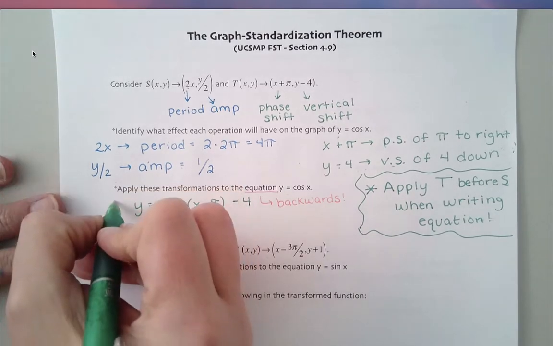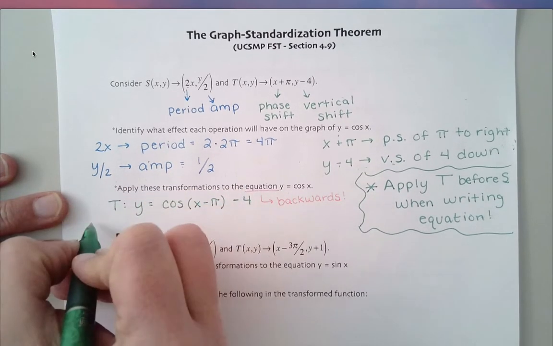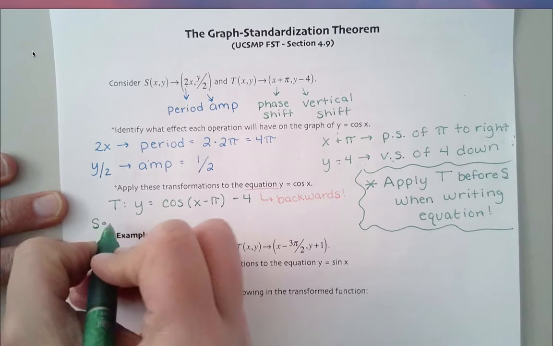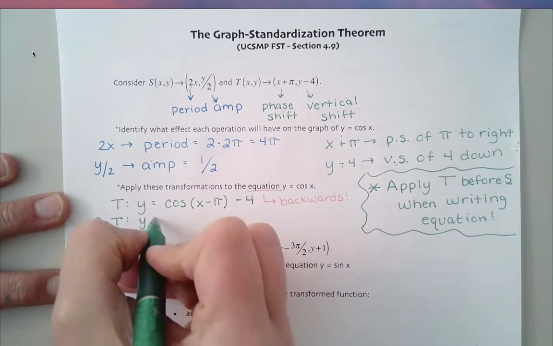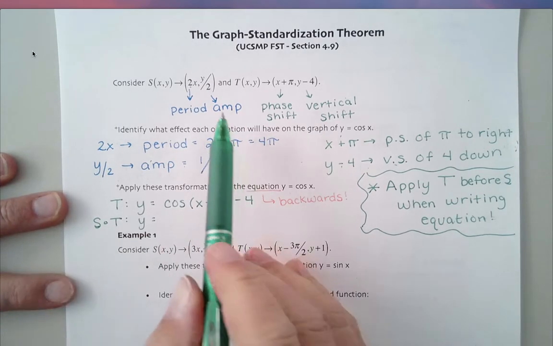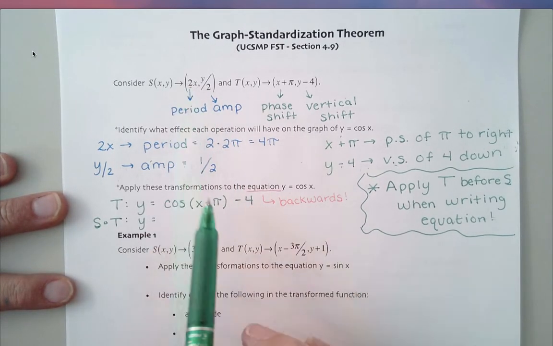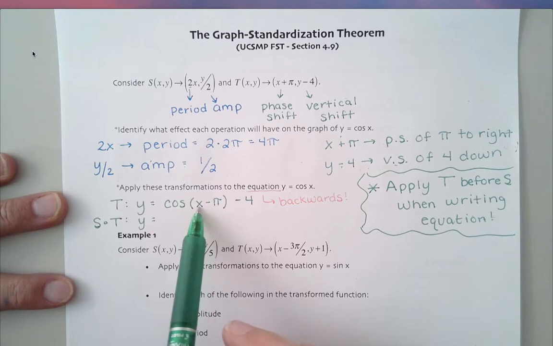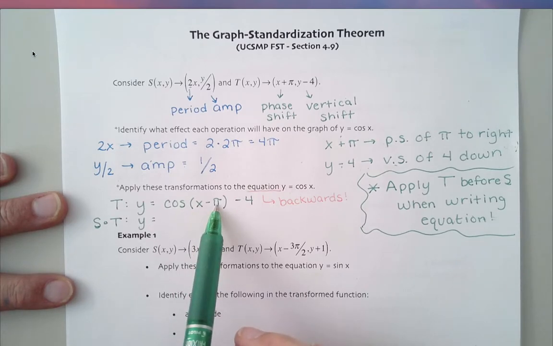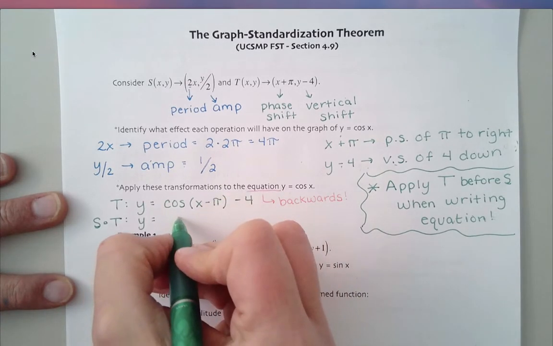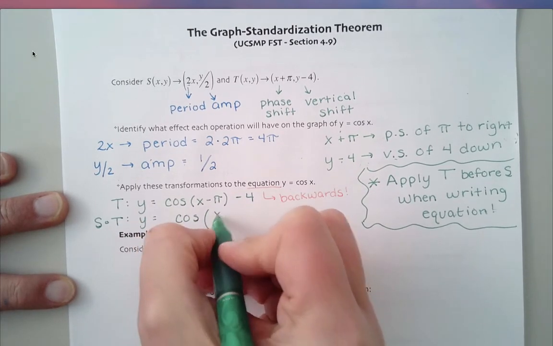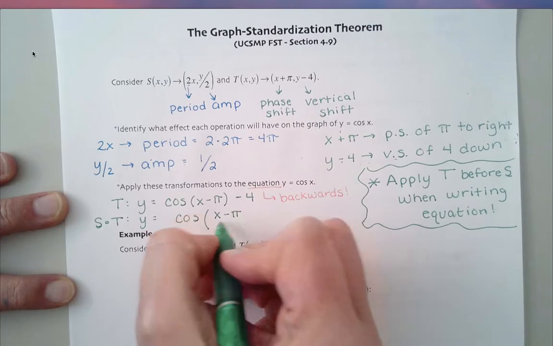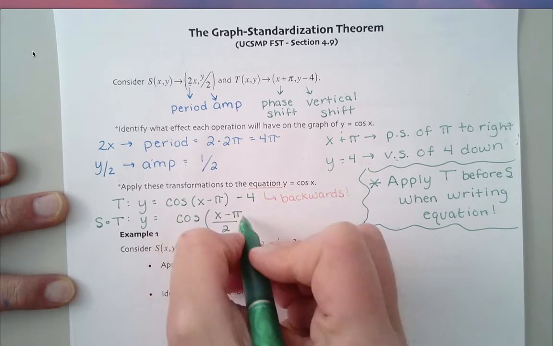Now I'm going to apply the size change to that, or the scale change. So I'm really doing this. So I want to take that 2x, and really I'm applying it to my x value, but it's already got the pi with it. So I'm going to write it as cosine of x minus pi, and that whole thing divided by 2.